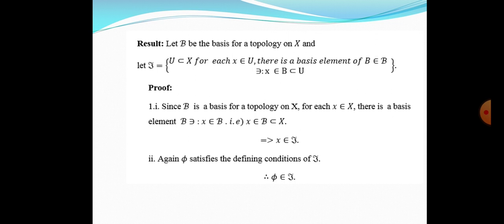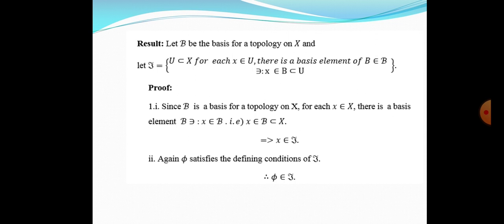First, you have to prove that tau is a topology on X. You have to prove. Okay. So that means script B is the basis for the topology and we are going to prove it.